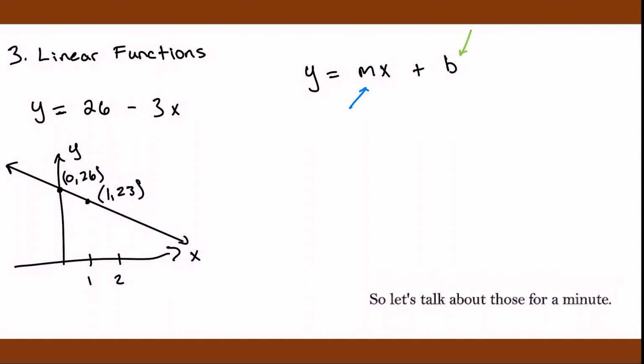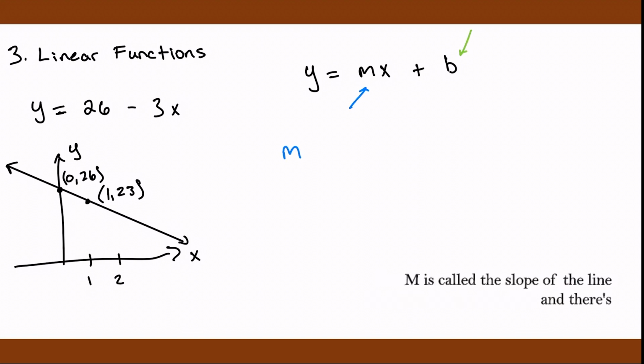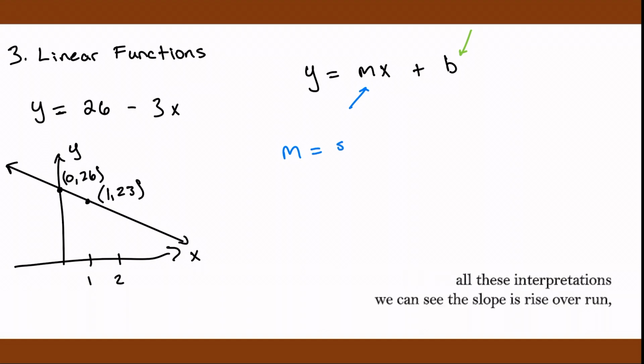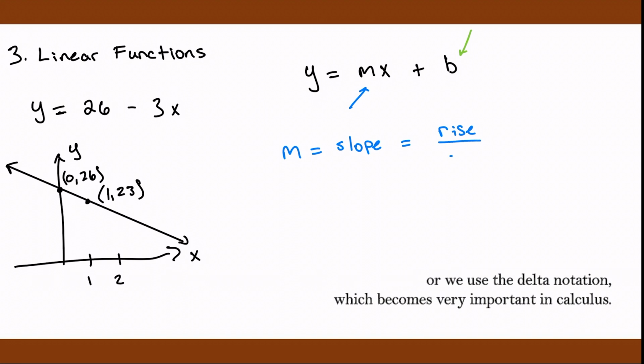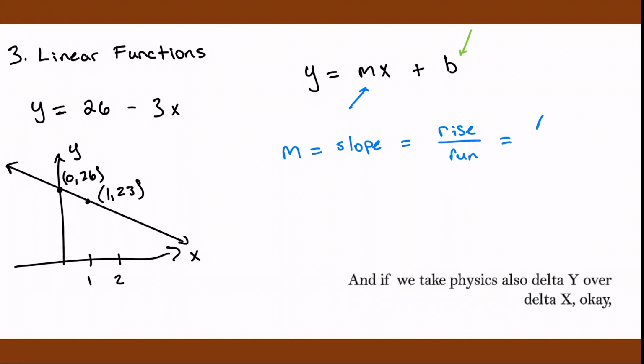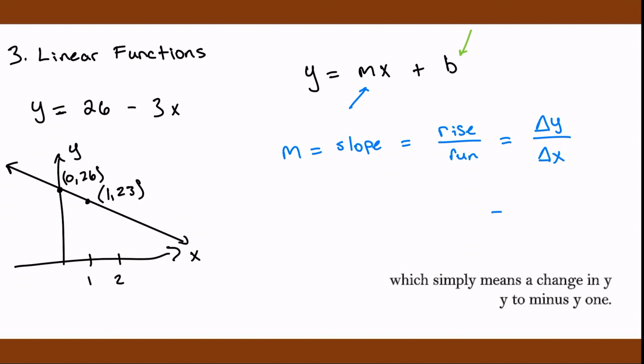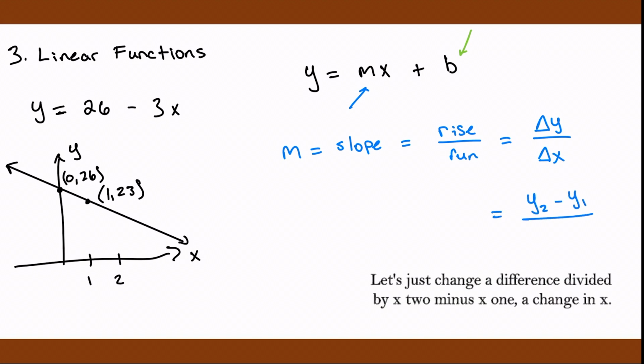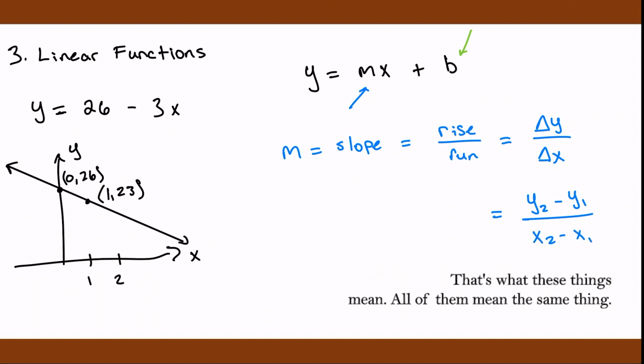So let's talk about those for a minute. m is called the slope of the line, and there are all these interpretations. We can say slope is rise over run, or we use the delta notation, which becomes very important in calculus, and if you take physics also, delta y over delta x, okay? Which simply means a change in y, y2 minus y1, a difference, divided by x2 minus x1, a change in x. All of them mean the same thing.